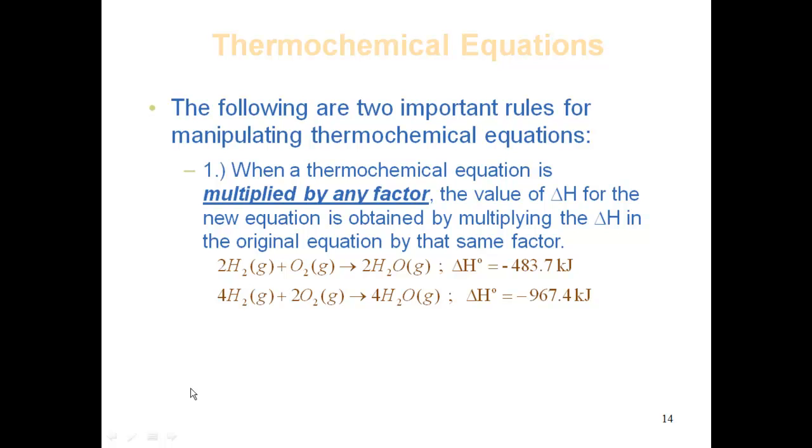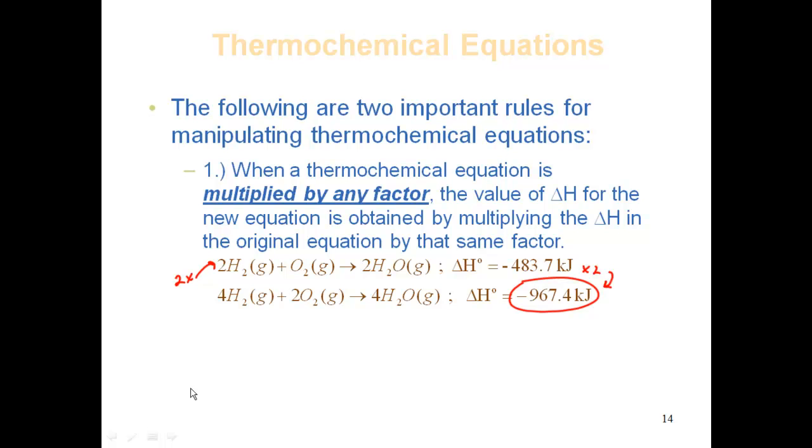Look at this. 2H2 plus O2 gives me 2 waters, which has a delta H of negative 483.7 kilojoules. Now, if I take this and multiply it by a factor of 2, then I'll get 4 H2, 2 O2, 4 waters. I've doubled the recipe, so I'm going to end up doubling the amount of heat generated with this equation. So I double my delta H by multiplying it by 2 as well.